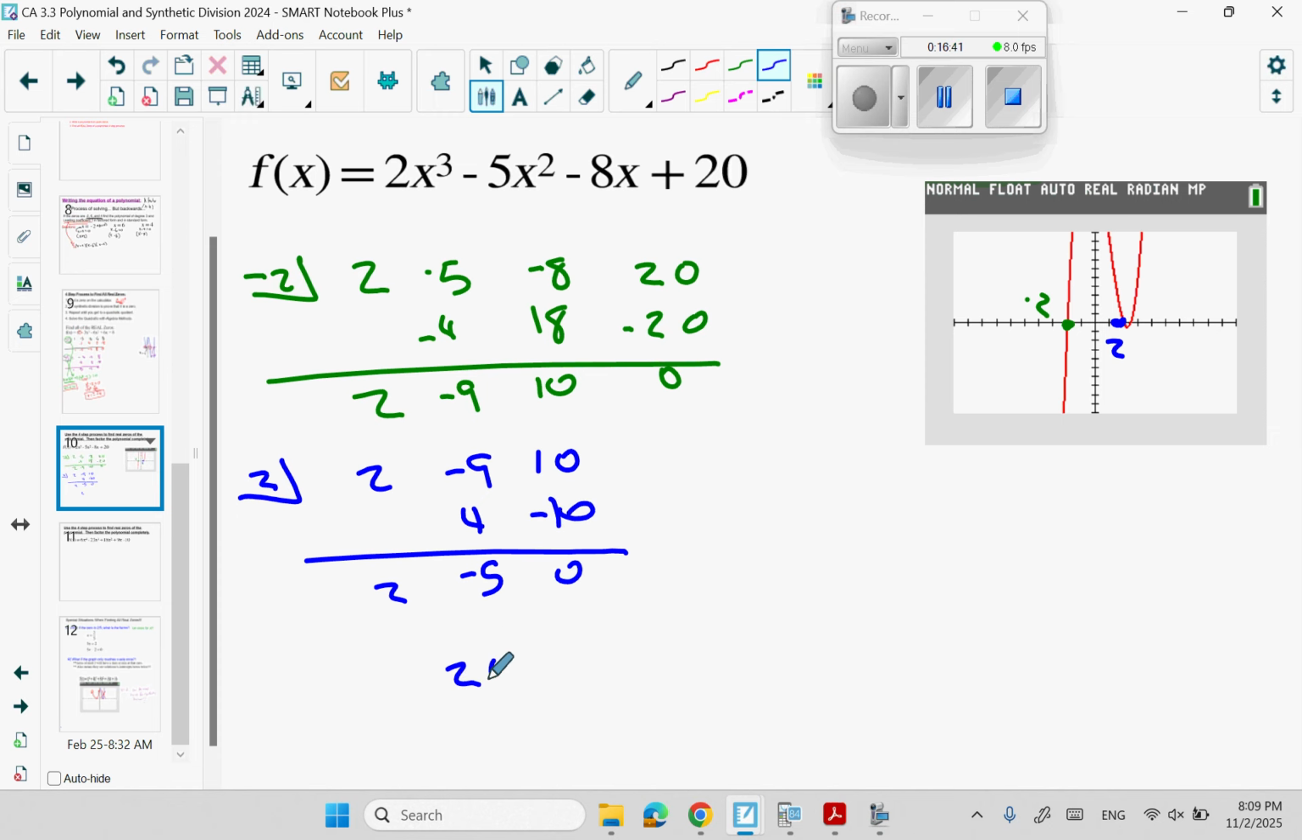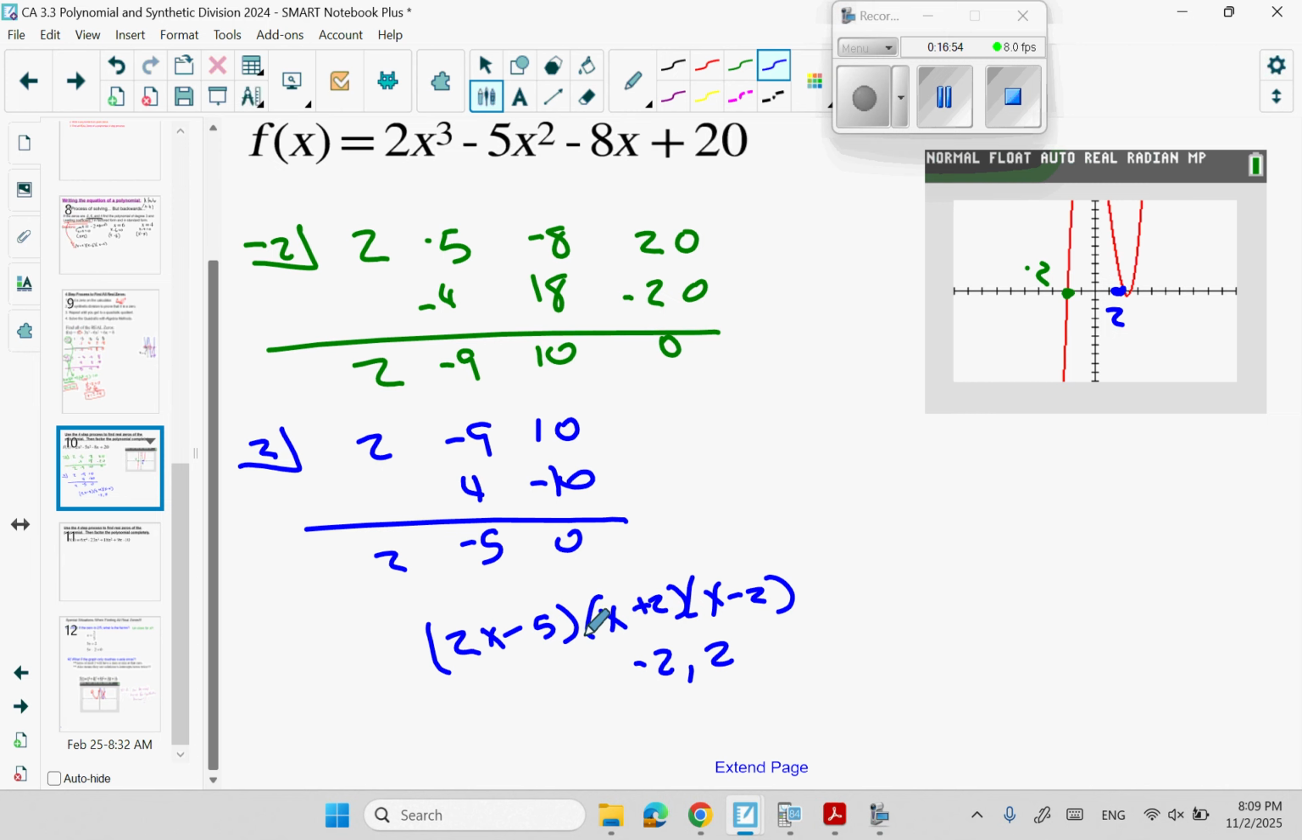So we get 2x minus 5, and then my zeros I kept with me, so x plus 2, x minus 2. Obviously, this is -2 and 2, as we discussed. And then this one, add 5, divide by 2, we would get 5 halves for that 0. So I got 3 answers, degree of 3, makes sense.